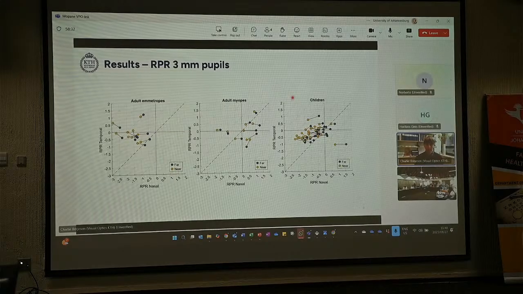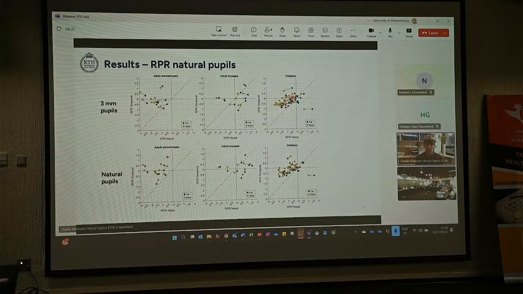Then for this group of 3 millimeter pupils, we can look at what the graphs look like for natural pupils as well. The top row here is the one I showed you, and the bottom row is for natural pupils. I think the most clear difference between these two sets of graphs is that the nasal shift is not as clear in the natural pupils. We don't have the same horizontal movement from the blue to yellow dots in the graph. There may be a little bit more positive trend in the temporal RPR for natural pupils.